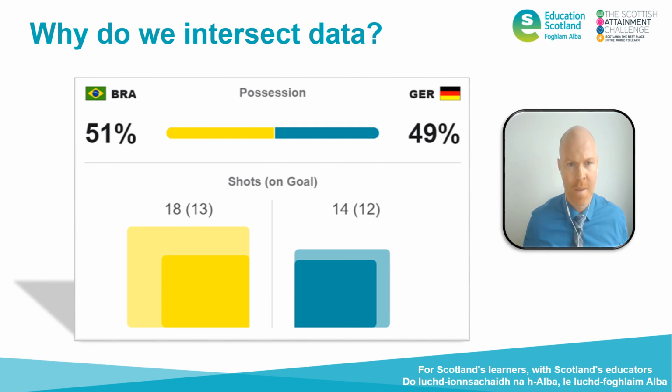True story. The date was 8th of July 2014. Brazil met Germany in the World Cup semi-final. As you can see, Brazil had more possession, more shots on goal, and on target, but how did the game end? Remarkably, if you never watched the game and just heard these statistics or pieces of data that are on the slide, you'd be led to believe that Brazil were victorious. But in fact, Germany won 7-1 that day.